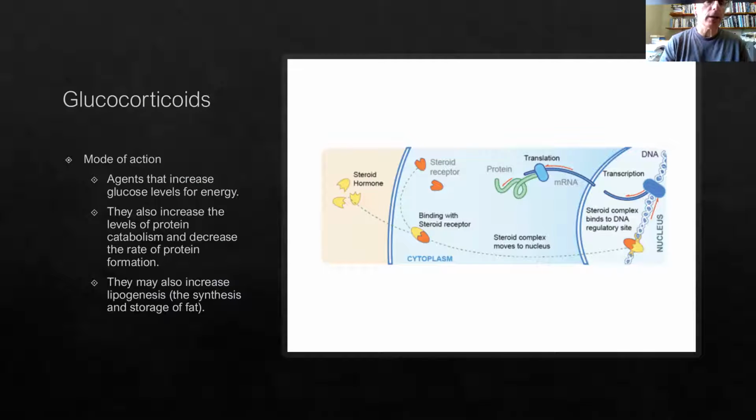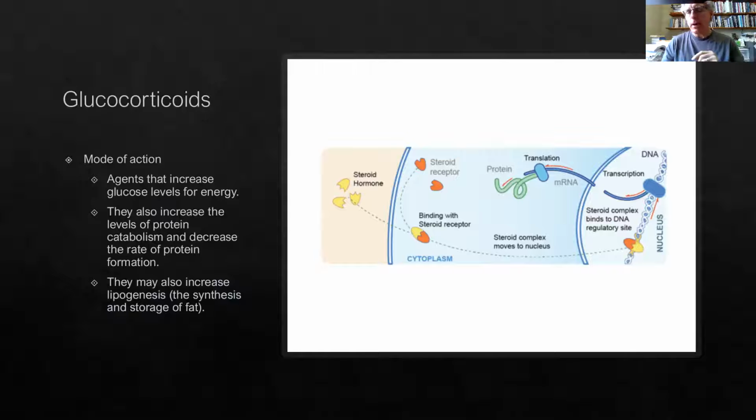So glucocorticoids increase glucose levels for energy. They also increase the levels of protein catabolism. They decrease the rate of protein formation. They increase gluconeogenesis, so they increase the formation of glucose from amino acids made by the degradation of protein. They increase the storage and synthesis of fat, so they increase lipogenesis. So they essentially create more energy for the body to use.